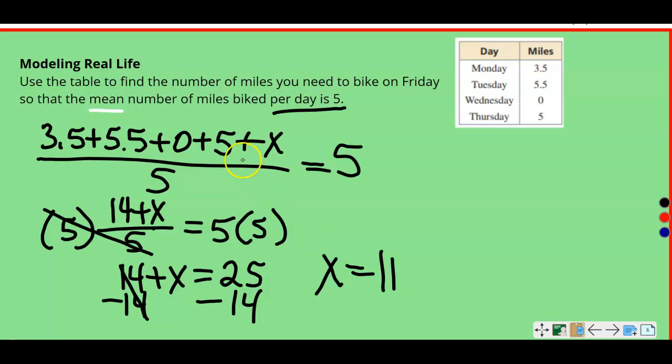And you can easily check that, okay? So we had 14 plus 11. So if you add these up and just insert an 11 right here, you're going to get 25, and then divide by 5 is 5. So you can check to see that that is correct. So in order to average 5 miles per day, you need to bike 11 miles on Friday. So we can go ahead and add that to the table if you want. All right. That's all for solving equations with word problems.